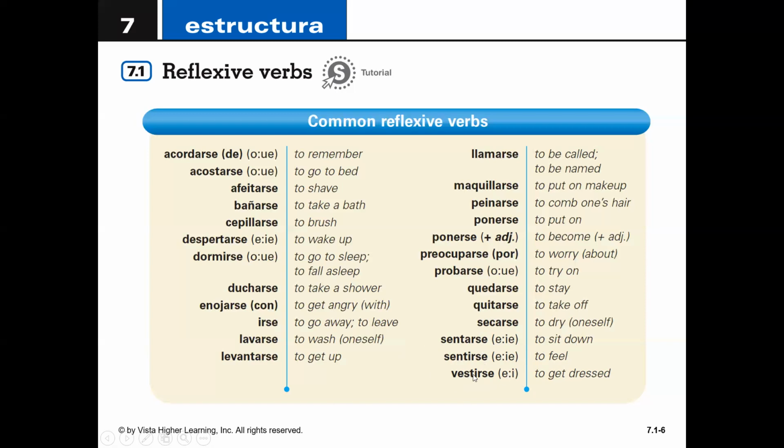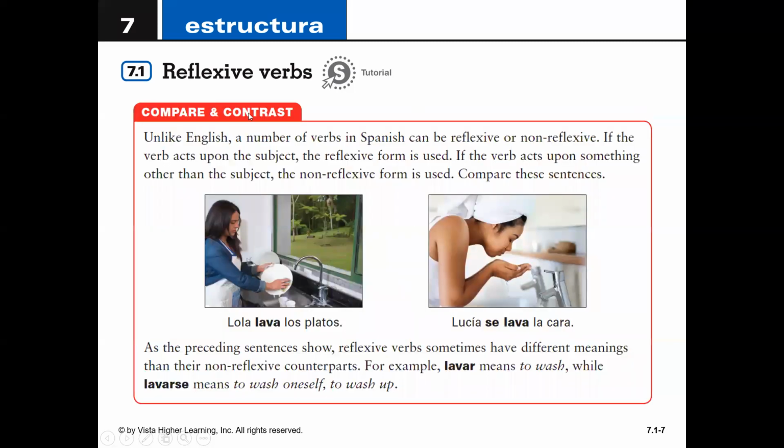And then lastly, vestirse. And this is an E to an I stem change. So you say, me visto. This is where the stem changes. Te vistes, se viste, nos vestimos, y se visten. Muy bien. So again, all of these verbs are in your textbook, so you'll want to spend some time with them. So one thing that's interesting is many of those verbs can be used non-reflexively.